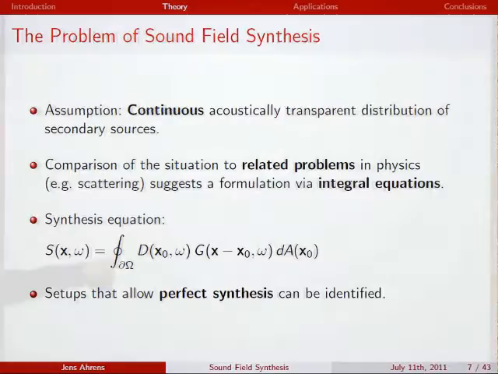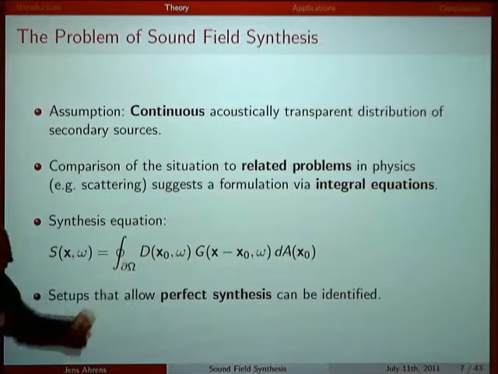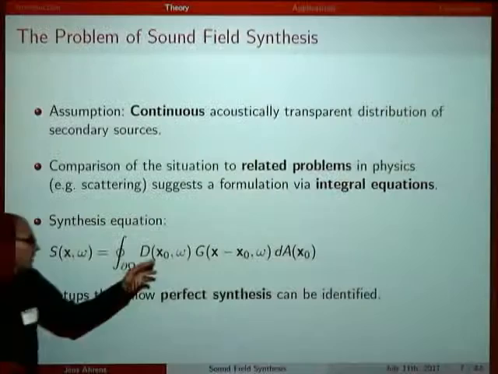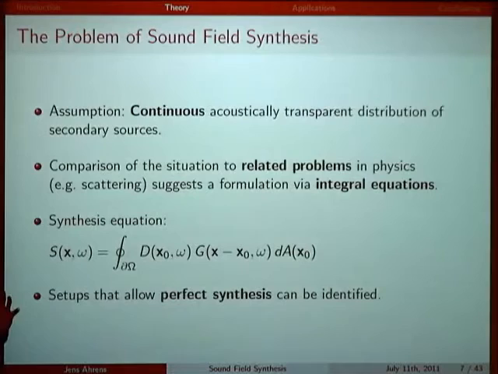So the essential equation is what we term the synthesis equation. It states the following. We have, in this case, an enclosing distribution of secondary sources termed d omega. The letter G refers to the spatial transfer function of the secondary sources. We use the letter G because it may be interpreted as a Green's function. And each x refers to a point in space, and x naught refers to a point on the secondary source distribution. And D is the driving signal of the secondary sources.